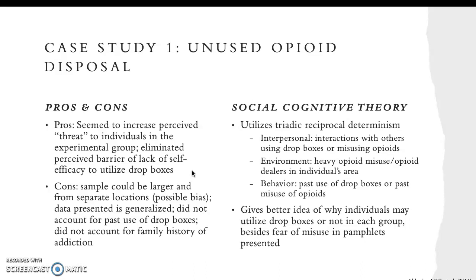The environmental impact could be that an individual is living in a heavy opioid misuse area or an area where opioid dealers are in an individual's area that they could give their opioids, or that they have already been misusing opioids because of this fact.